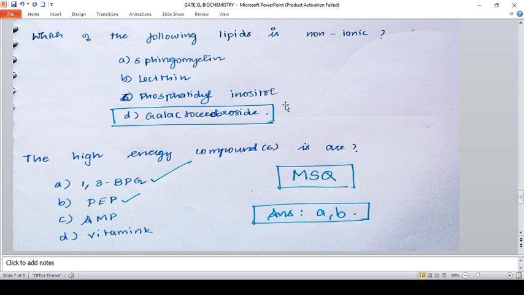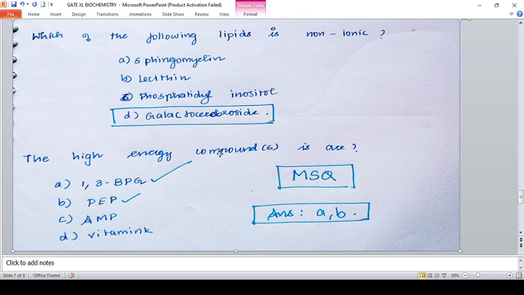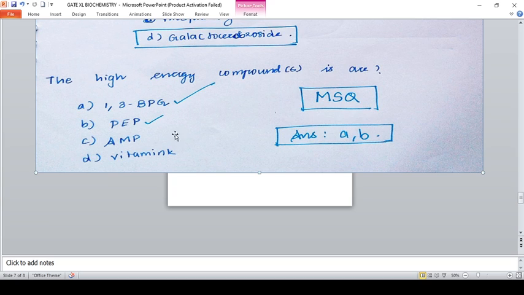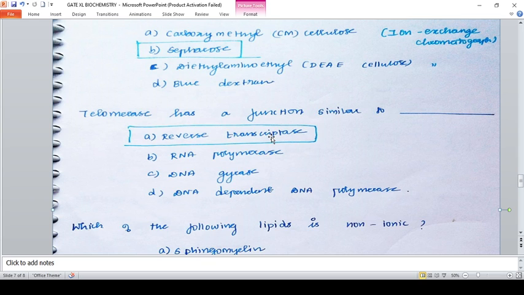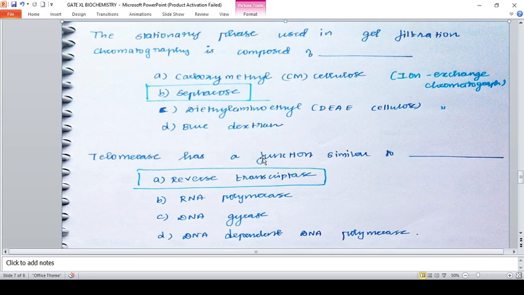Next, which of the following lipids is non-ionic? It is galactocerebroside. The high energy compounds are 1,3-bisphosphoglycerate and phosphoenolpyruvate, whereas AMP and vitamin K are not high energy compounds. Next, telomerase has a function similar to reverse transcriptase, because reverse transcriptase also forms cDNA from RNA. Telomerase also has the same function. You all know telomerase is a terminal transferase and it will replicate the ends of the DNA, because your DNA polymerase cannot replicate the entire DNA.